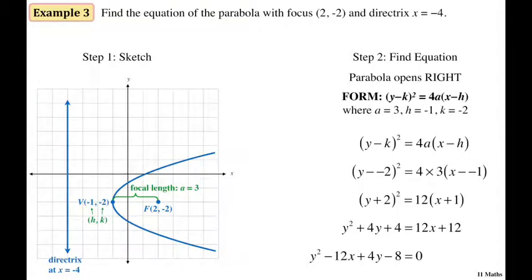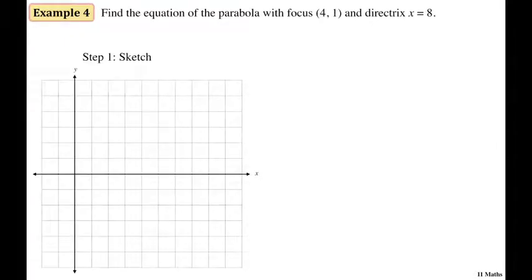One more example. We've done one that opens upwards. We've done one that opens downwards. This one opened to the right. The next one will probably open left, but let's try it. Focus at (4, 1). Directrix at x equals 8. Again, you can pause the video if you like and try it, and then come back to it. Okay, here's our sketch. (4, 1) is our point there. That's the focus. The directrix passes through the x-axis at 8.